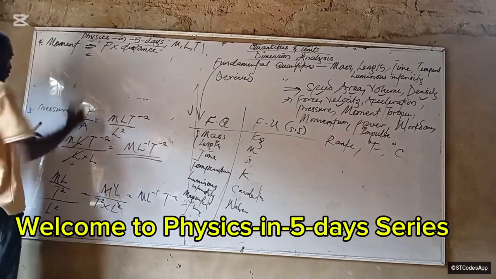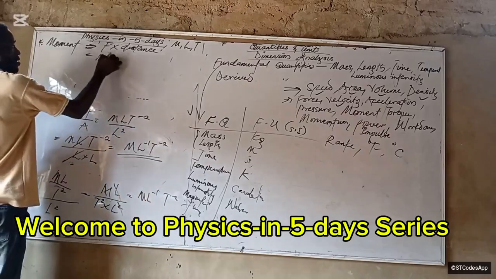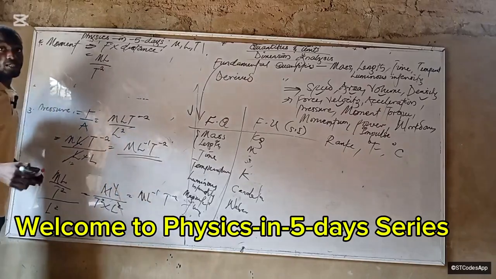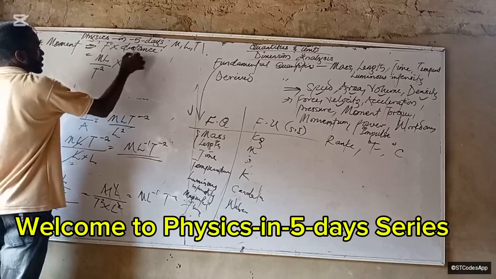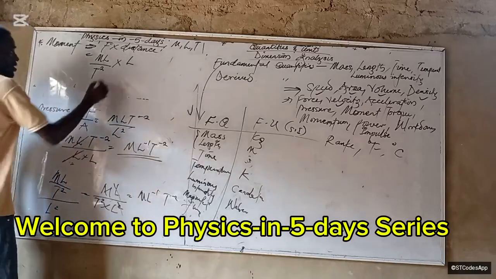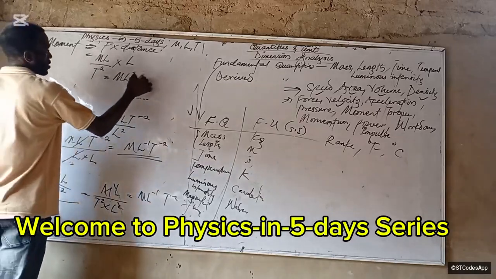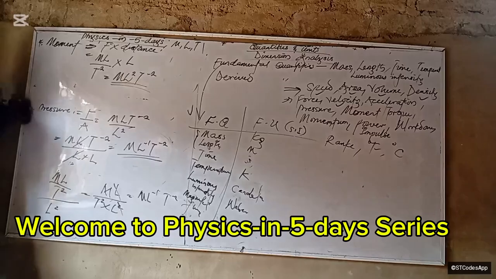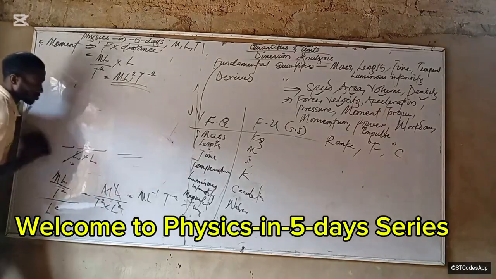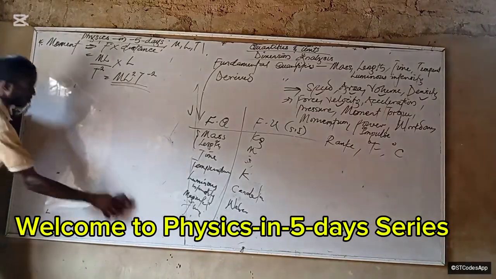Distance. And force, we got it to what? ML over T squared, isn't it? ML T to the power minus 2. So times distance, which is L. Okay? Distance is length. So that becomes ML squared T to the power minus 2. Okay? The next one is what? What's the next one there to be analyzed?